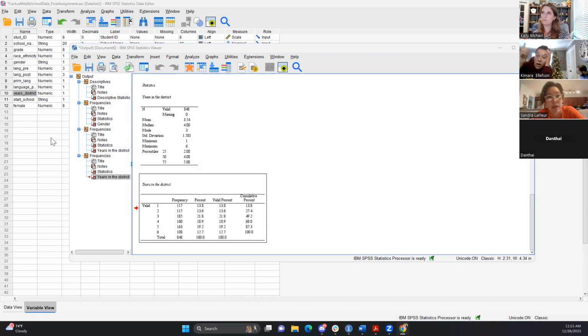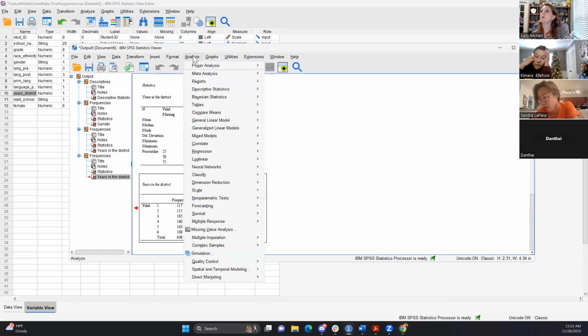Okay, so let's do that. What are their means on the pre-post tests? Because we don't really know anything about them right now, except how many have been in the district for how many years, but we don't know anything about their actual test scores. So descriptive statistics on the years in district variable. Kelly, will you run that one?